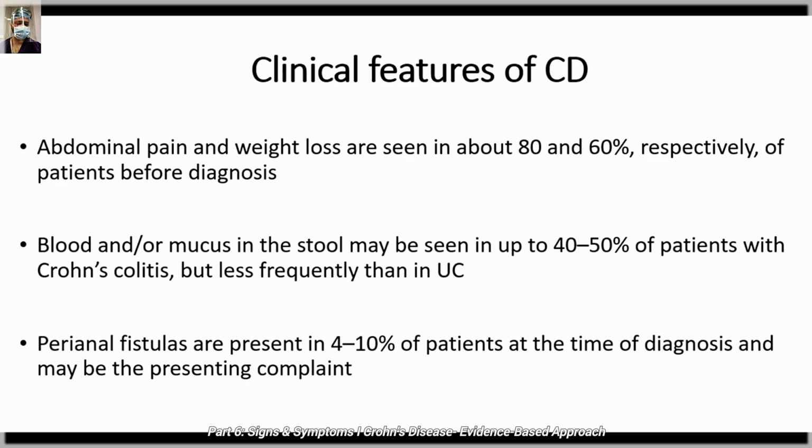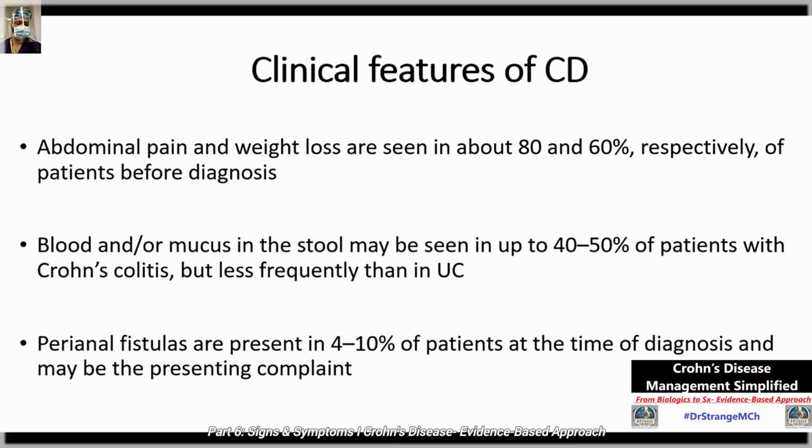Other features of Crohn's disease are abdominal pain, which is seen in up to 80% of patients, and unexplained weight loss in 60% of the patients. Blood and mucus in the stool may be seen in up to 40 to 50% of patients with Crohn's colitis, but less frequent than in ulcerative colitis, in which bloody diarrhea or mucus is seen in up to 80 to 90% of cases. Perineal fistulas are present in 4 to 10% of patients at the time of diagnosis and may be a presenting complaint. So, in any patient with recurrent complex fistulas, we should keep in mind the differential diagnosis of Crohn's disease.